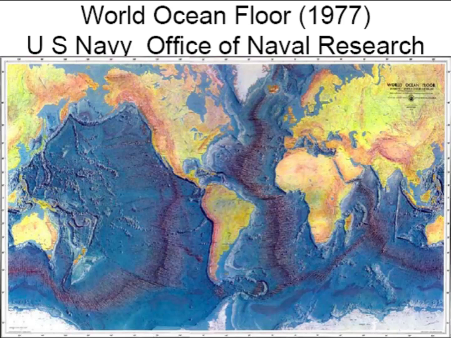Ocean floor map of the U.S. Navy Office of Naval Research. And this map shows that the Earth has split at the seam, and the split occurred at the current position of the Dead Sea, went down the Red Sea into the Indian Ocean, and then forked. One part of the fork created the Atlantic Ocean, and the other part of the fork created the Pacific Ocean.